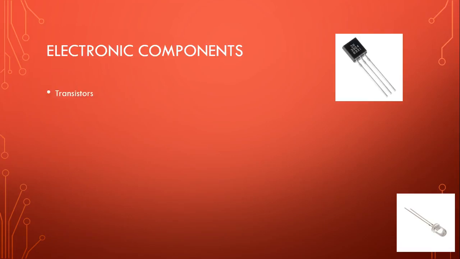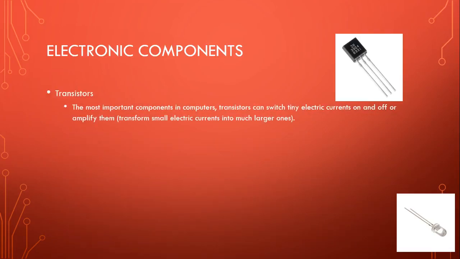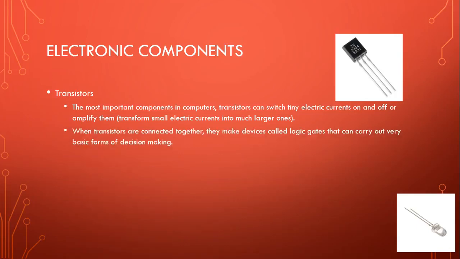Then next, let's talk about transistors. These are probably the most important component in computers, as transistors can switch tiny electrical currents on or off, or they can amplify and transform small electrical currents into much larger ones. Now, when transistors are connected together, they make devices known as logic gates that can then carry out very basic forms of decision making, such as and, or, not.